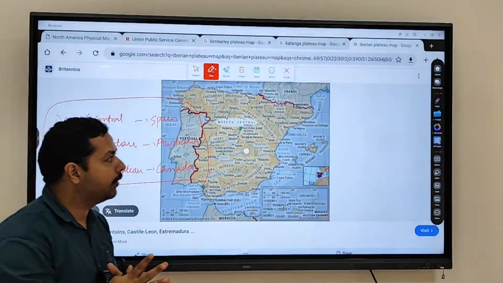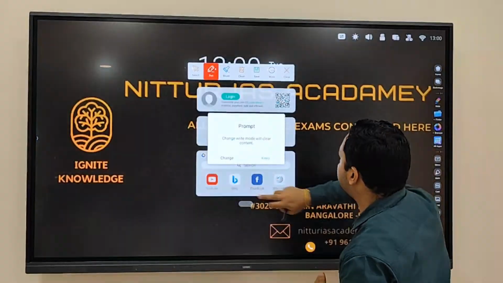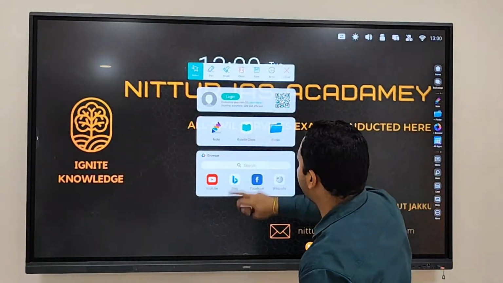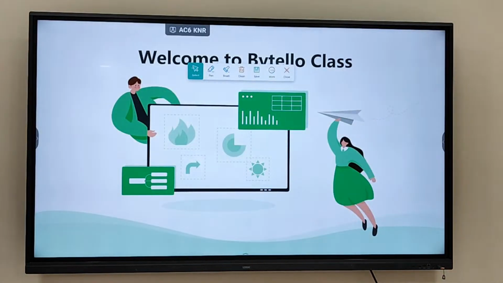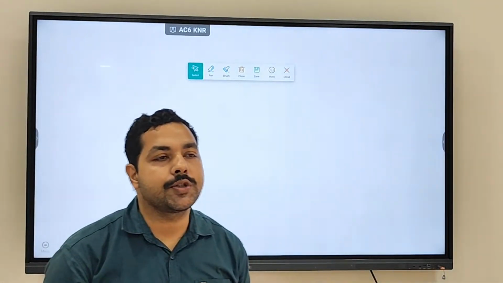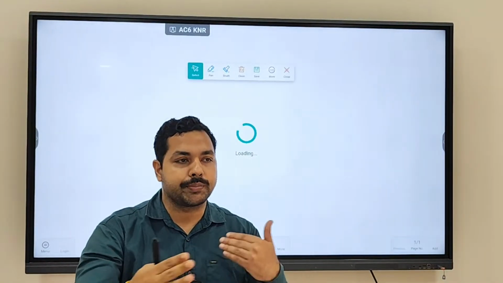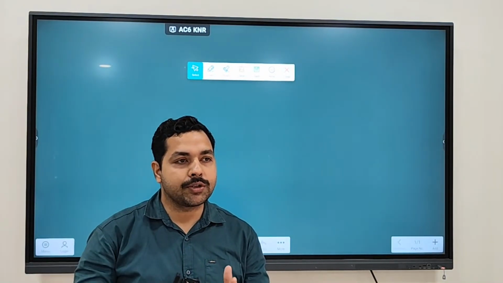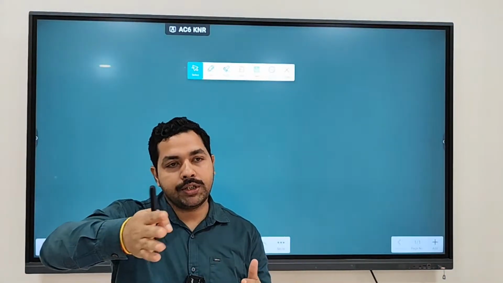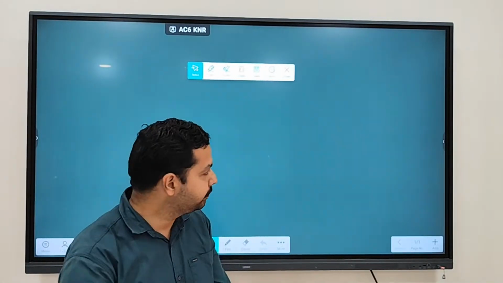Is there anything famous in the Iberian Plateau? It is not as such famous for minerals; you will get normal qualities of minerals there. It was in the news because one of the Spanish regions, Catalonia, is trying to move out of Spain and no longer be a part of it. You have heard about Barcelona, a football club. That Barcelona region is trying to come out of Spain. So that's why it was in use.